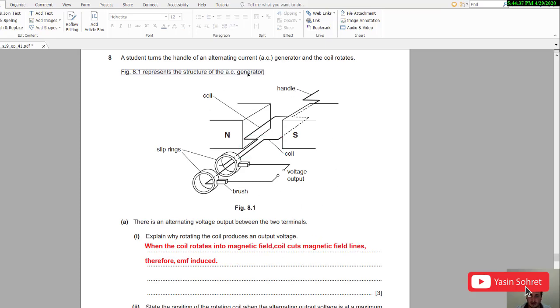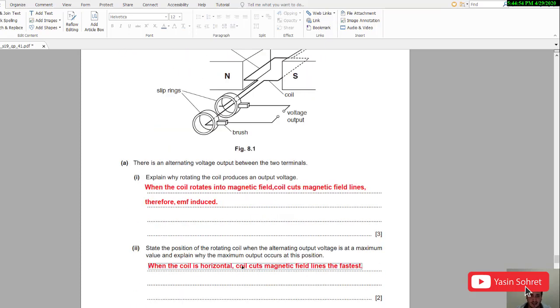Because when the coil rotates in a magnetic field, this coil is going to cut the magnetic field lines. So therefore, the EMF is induced. So this is the easy explanation of the question. State the position of the rotating coil when the alternating output voltage is at maximum value and explain why the maximum output occurs at this position.